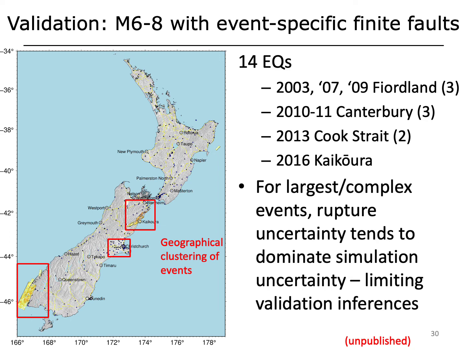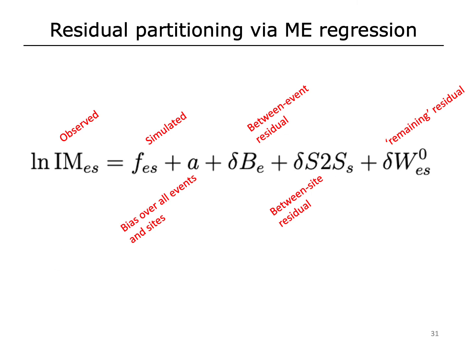So somewhat paradoxically, although we care the most about large magnitude events and the large amplitude ground motions that they cause, it's actually the small and moderate magnitude events that tend to give us the most insights for validation of simulations. For each of these events, we can start to dig into the differences between observation and prediction a little bit more.